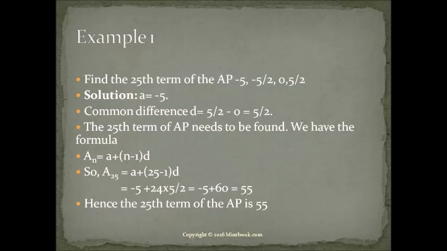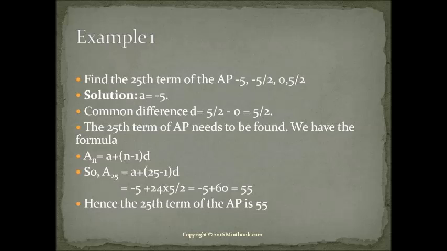Now we have to find out the 25th term. So we will simply write down the formula for finding the nth term of an AP. The formula for the nth term of an AP gives us an is equal to a plus n minus 1 into d. Now for the given question, the value of n is equal to 25. The value of a we have found out to be equal to minus 5 and the value of d we have calculated as 5 by 2. So we can substitute those values and find out what a25 is.